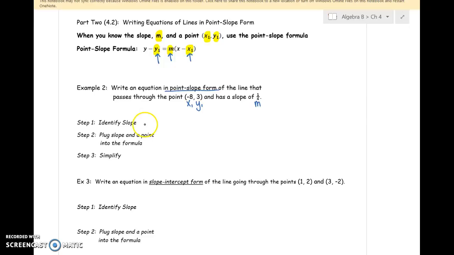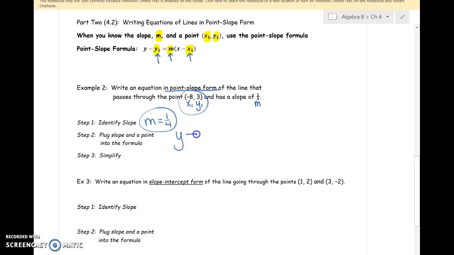What is our slope in this problem? All together now? What is the slope in this problem? I'm talking too fast. M equals 1/4. Next it says plug the slope and a point into the formula. So this is our slope and we have our point right up here. All right, let's do this step by step together.